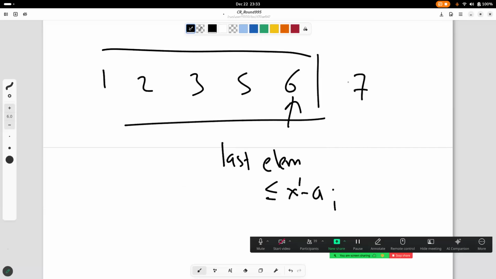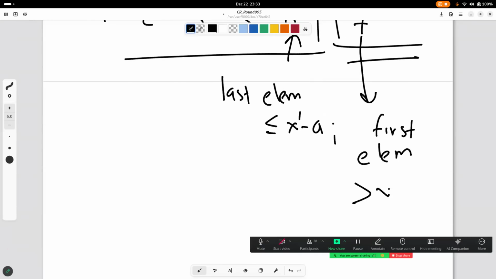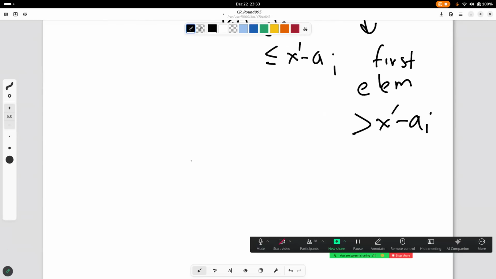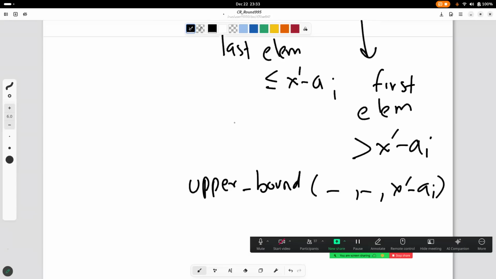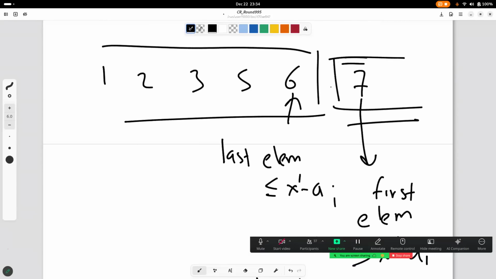And if you look at 7, the remainder of the array, which is not a valid A of j, this is the first element which is strictly greater than x dash minus A of I. And again, you could use an upper bound in C++ to get the pointer to your array in big O of log n using binary search, or you could implement your own binary search to do both of these things.